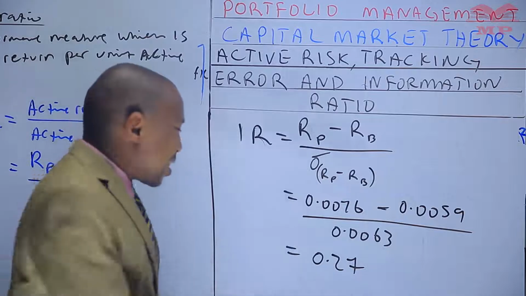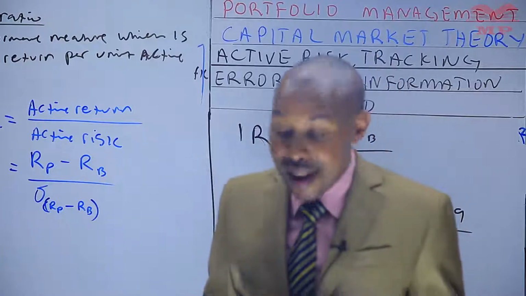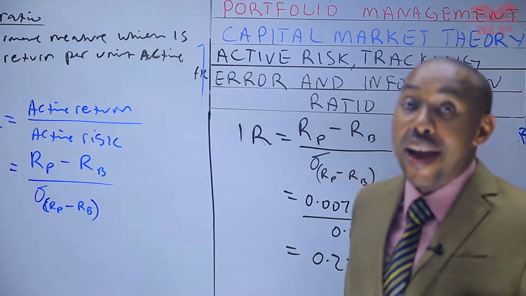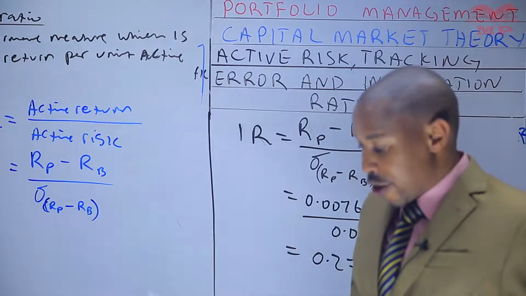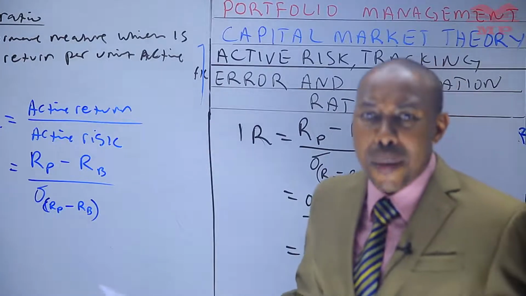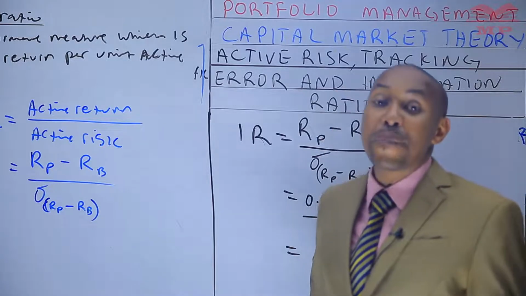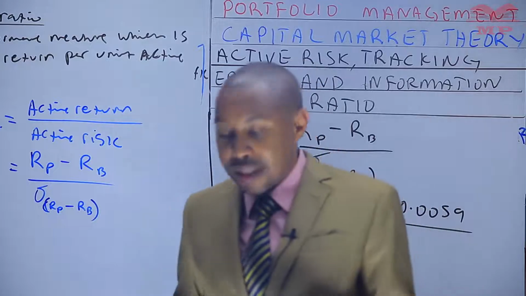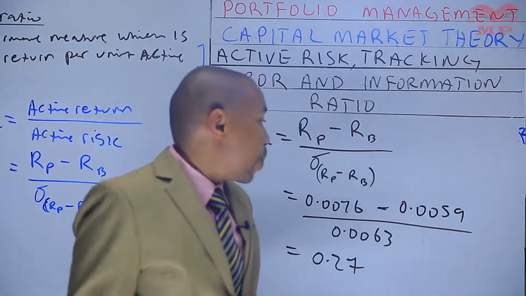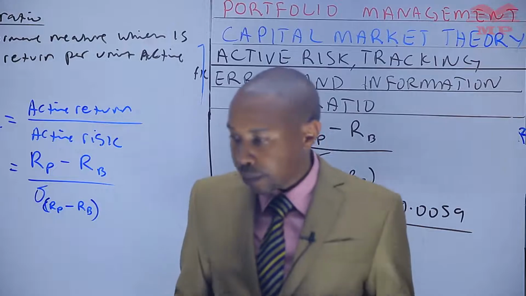So what does this mean? The higher the information ratio, guys, the higher the return the manager has earned per unit risk. So we are saying what? We are saying that the manager managed to get 0.27 or 25 basis points of active return per unit active risk. I hope you have understood how we can compute the information ratio like that.